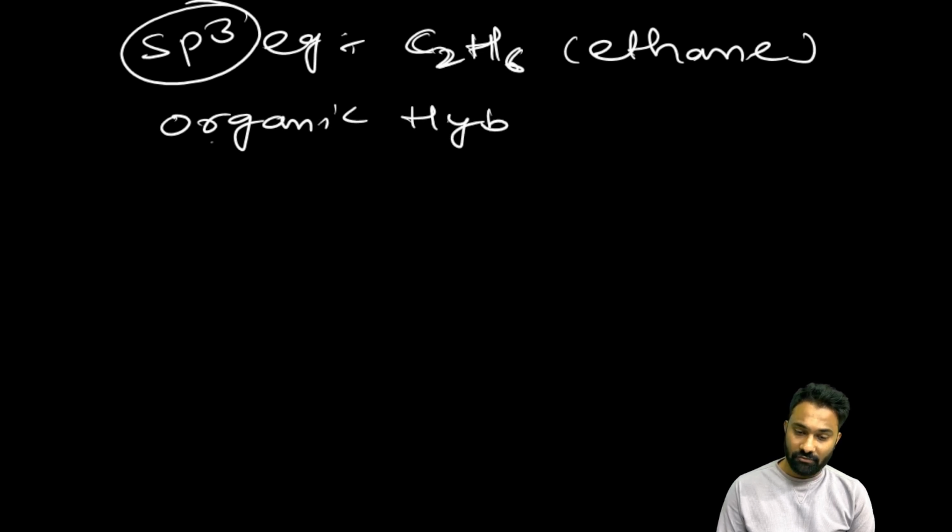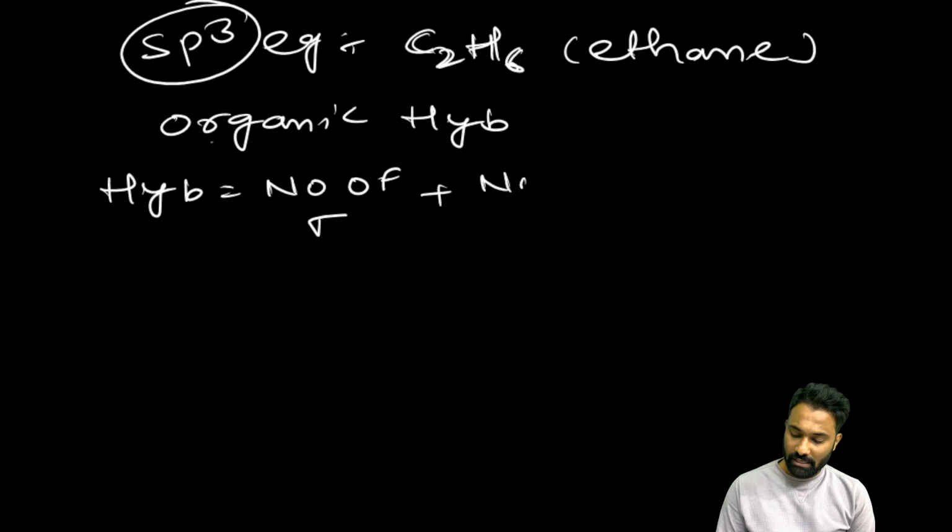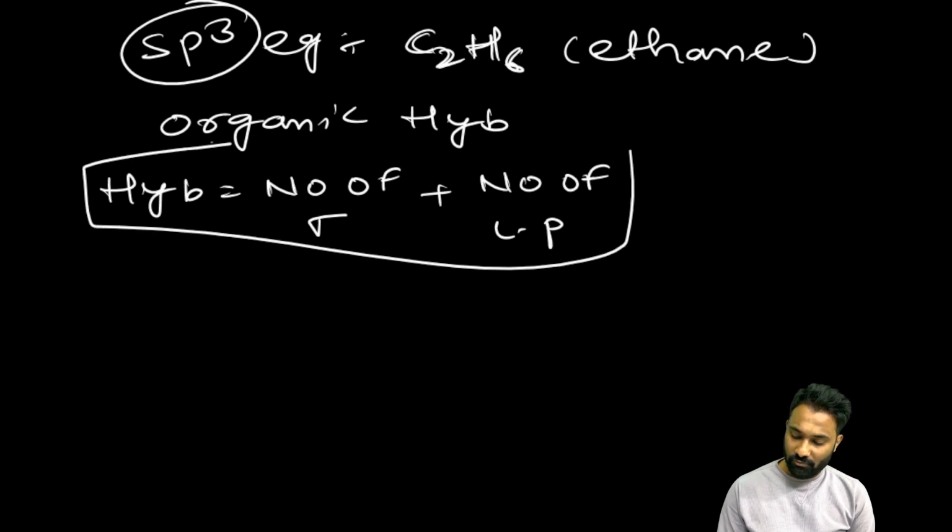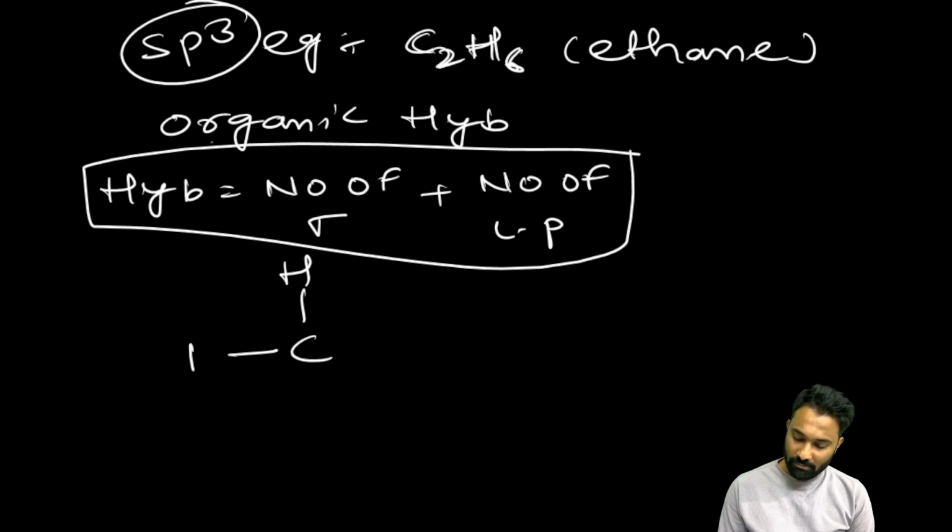To identify the hybridization of organic molecules, hybridization equals the number of sigma bonds plus the number of lone pairs. If you remember this formula, you can identify the hybridization of that organic compound. Done. For that, we know C2H6. How will the C2H6 be arranged? One carbon valency is 4. So now this carbon valency has been satisfied.